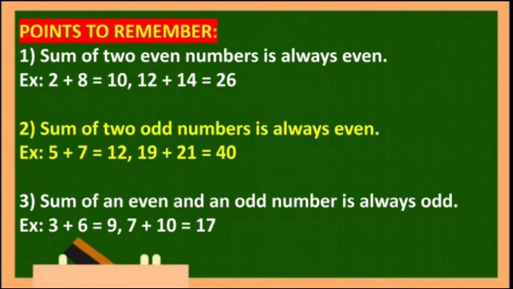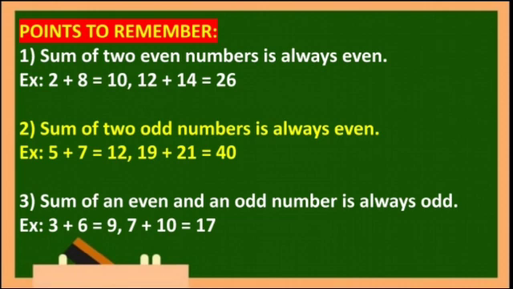The next important point is that the sum of two odd numbers is always an even number. Now let's verify this statement. We shall take two odd numbers like 5 and 7. Their sum is 12. 12 is an even number. So here, when we are adding two odd numbers, we are getting an even number.